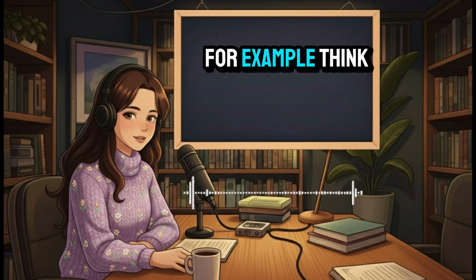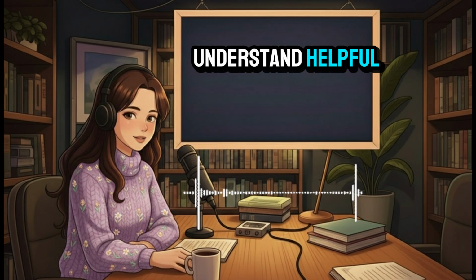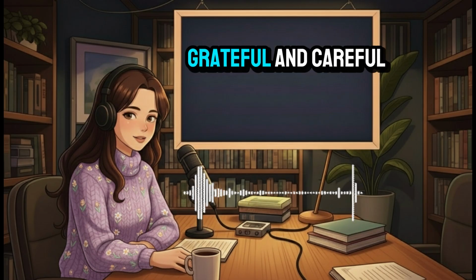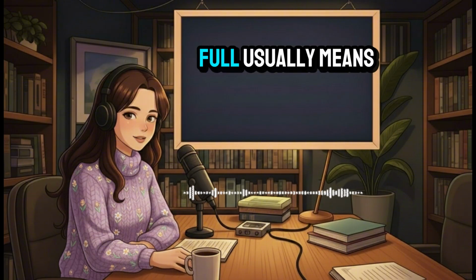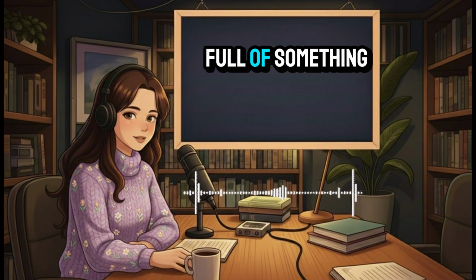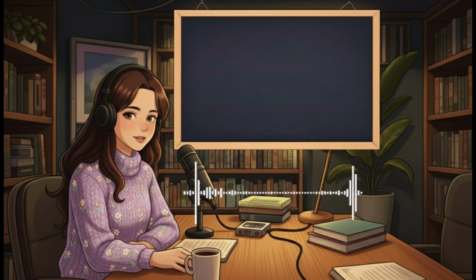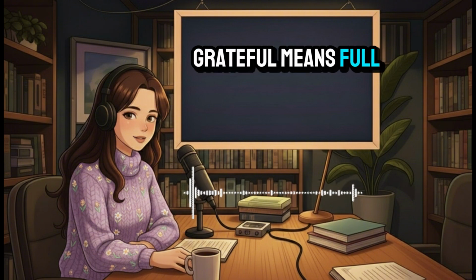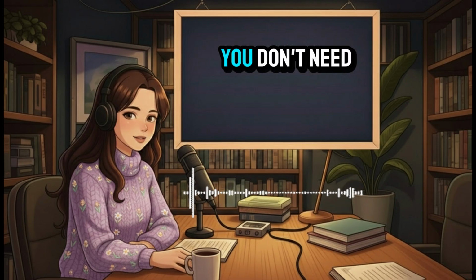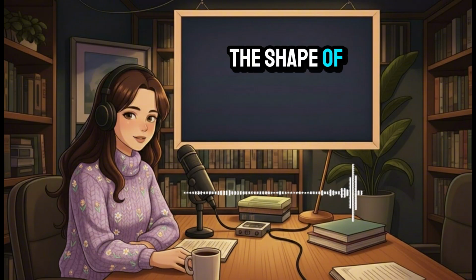For example, think of the suffix full. If you know beautiful, you can also understand helpful, grateful, and careful. The pattern is clear. Full usually means full of something. Beautiful means full of beauty. Careful means full of care. Grateful means full of gratitude. You don't need a dictionary to see this. Just pay attention to the shape of the word.